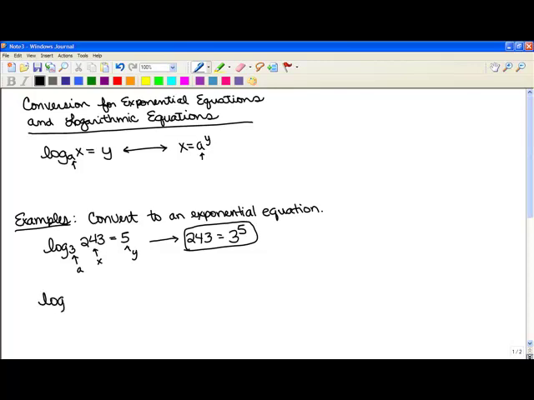Another problem is log of w equals 8. Convert this to an exponential equation. Now we know that the base is 10 because it's not written. So a is 10, x is w, and y is 8. And we'll plug these into the right side of the conversion. So the answer is w equals 10 to the 8th power.